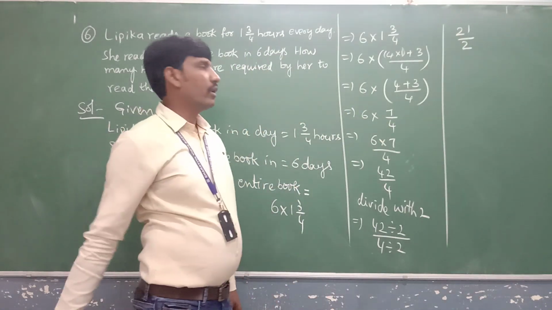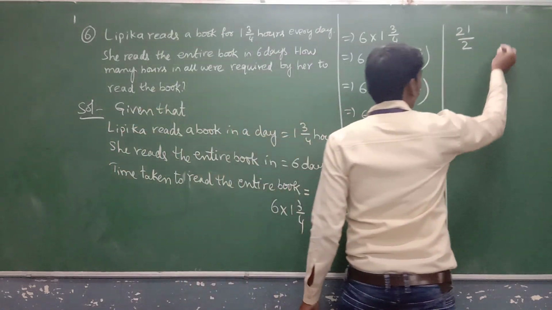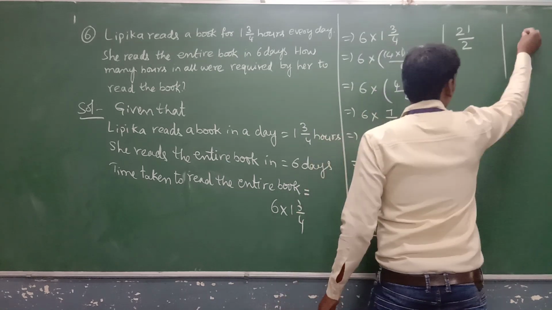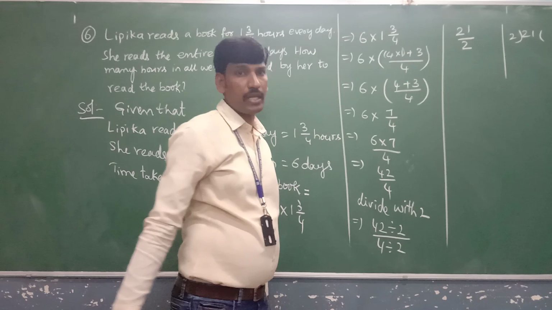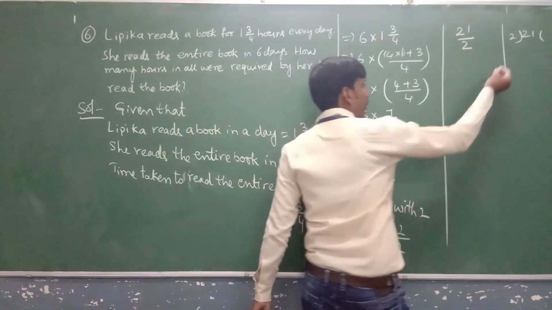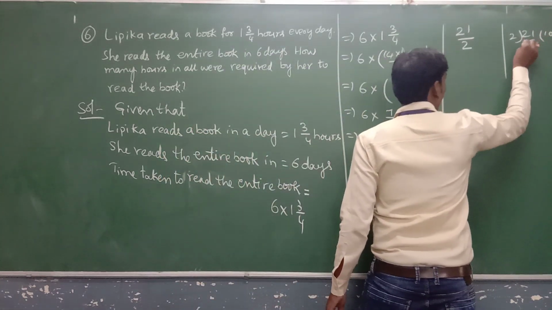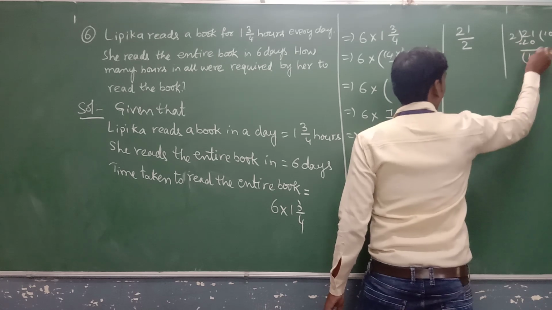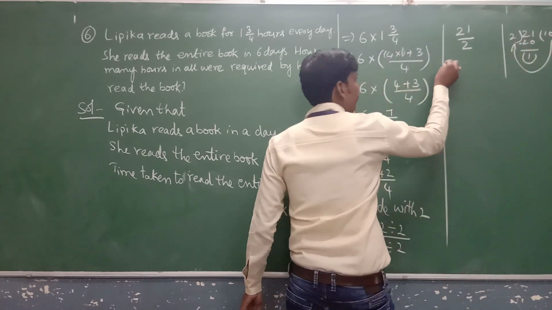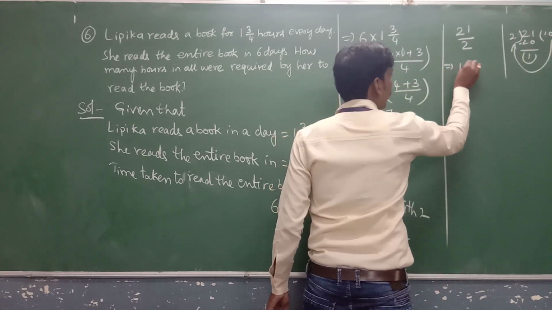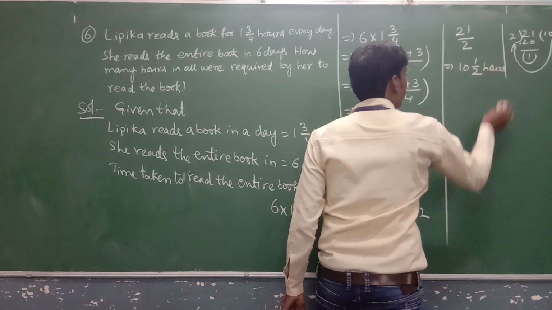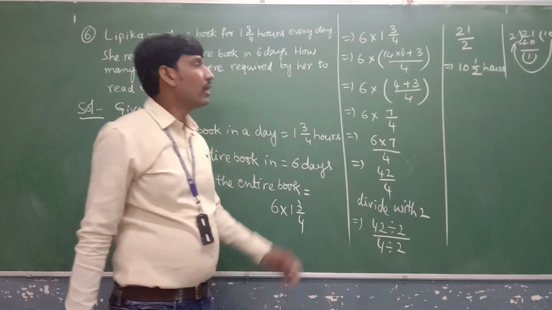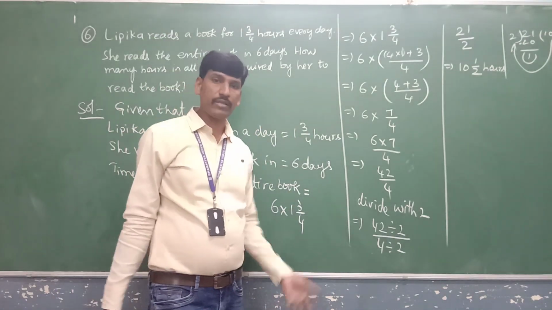Convert into a mixed fraction. To convert here, I am dividing 21 by 2. 2 tens are 20, directly we take 2 tens. Simple value, no? 2 tens are 20. You will get the remainder 1. So the value is 10 1/2 hours. So in total, how many hours did it take to complete the entire book? 10 1/2 hours, in how many days? 6 days.